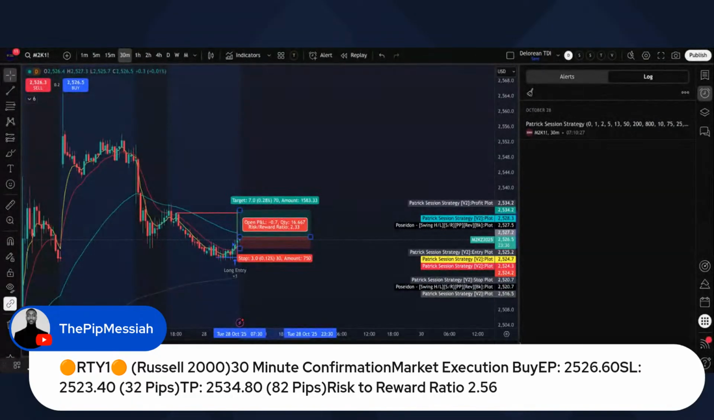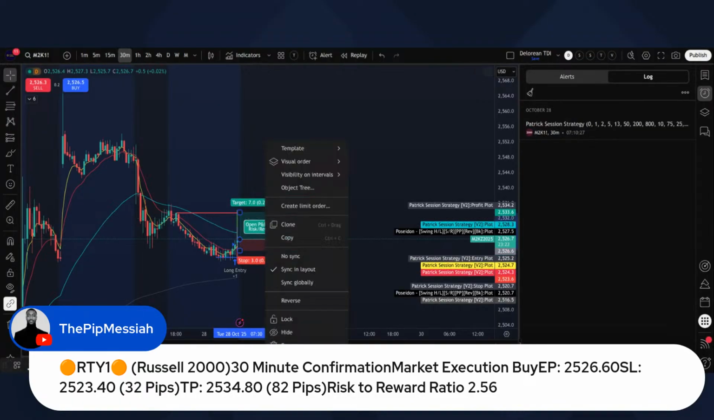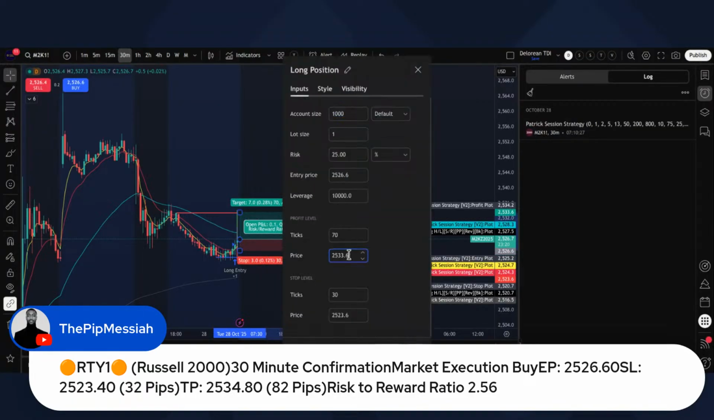M2K1. This is the mini Russell 2000. 30-minute confirmation buy. Risk on this is 2.33. Matter of fact, it just gave us a slightly better entry, and we're going to take it. 34.2.